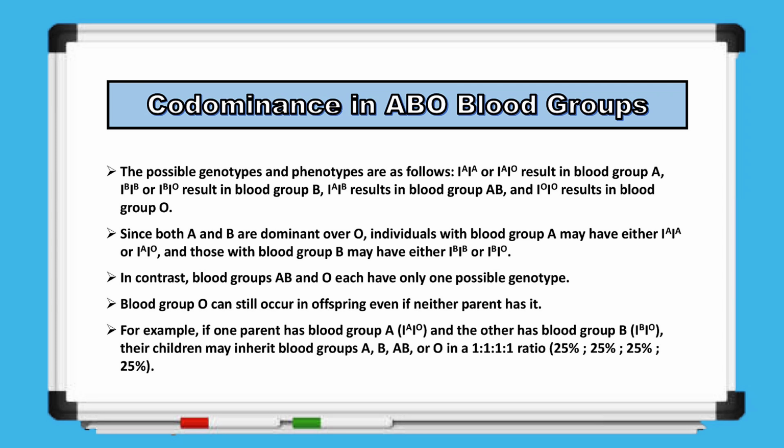In contrast, blood groups AB and O each have only one possible genotype. AB is always IA IB, and O is always small i small i. An interesting point is that blood group O can still appear in offspring even if neither parent shows it.